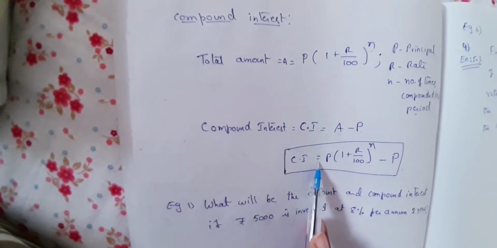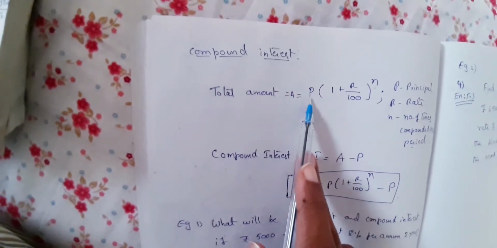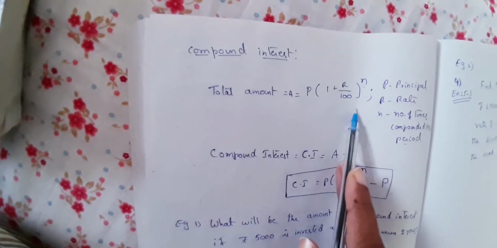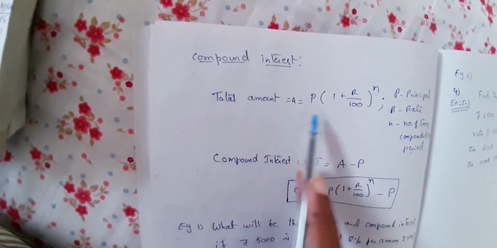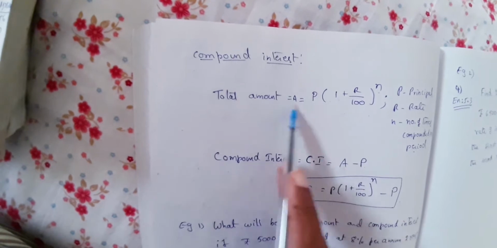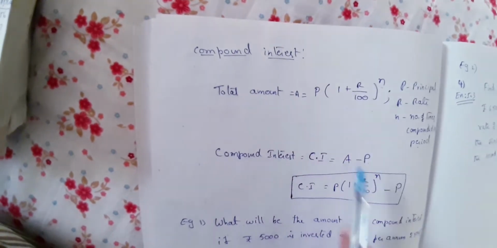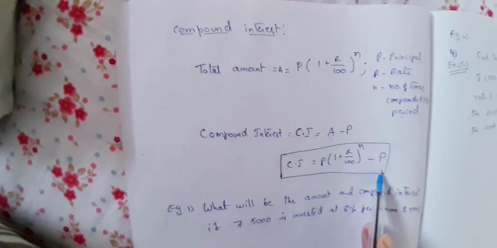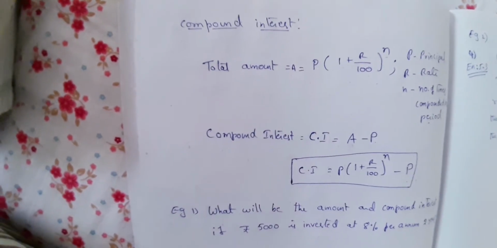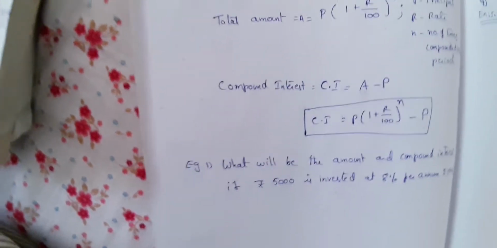So first you have to find out the compound interest. It is a must to find compound interest. It is a must that you have to find the total amount, and from total amount you are going to subtract principal. Okay, children. So now let us proceed to the example.